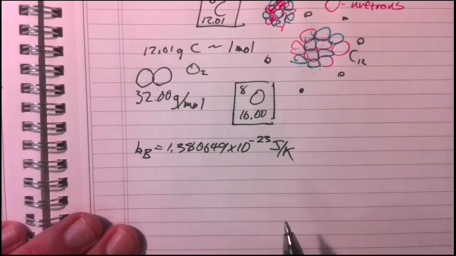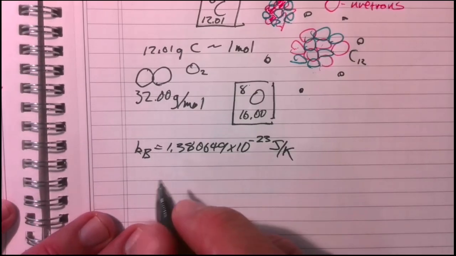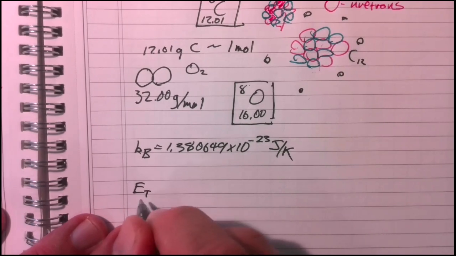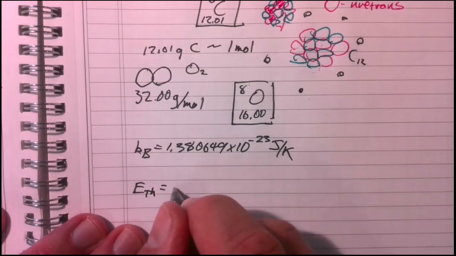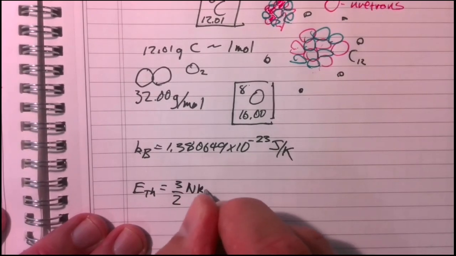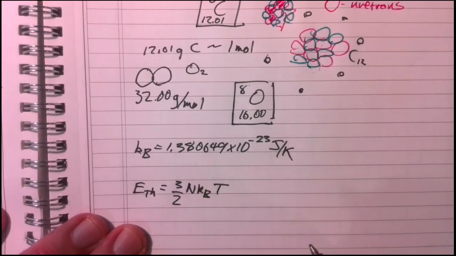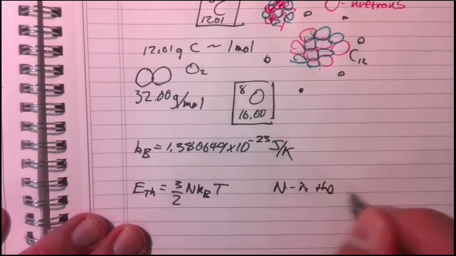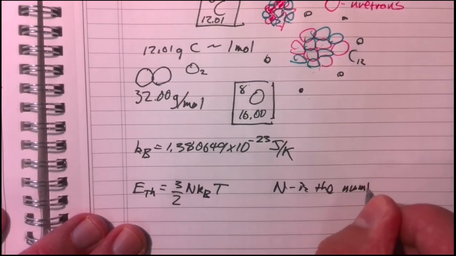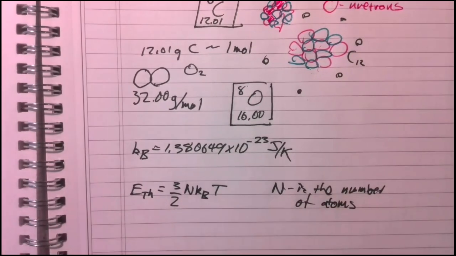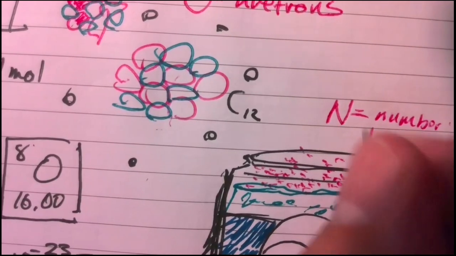And we're going to use specifically this equation to solve this problem, which is thermal energy is equal to 3/2 times N times Boltzmann constant times T. And N is the number of atoms, the number of particles that we're dealing with.